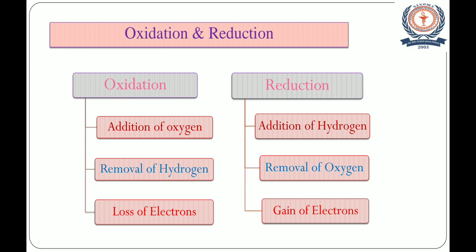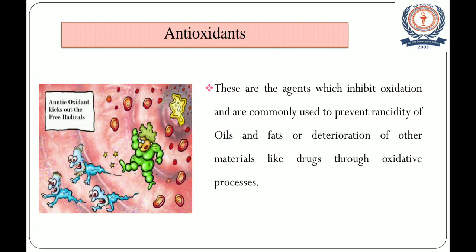So oxidation and reduction are simultaneous types of chemical reaction, and when these two reactions take place, that particular reaction is also called a redox reaction, oxidation and reduction reaction. Now let us discuss the definition of antioxidants. So antioxidants are the agents which inhibit oxidation and are commonly used to prevent rancidity of oils and fats or deterioration of other materials like drugs through oxidative processes.